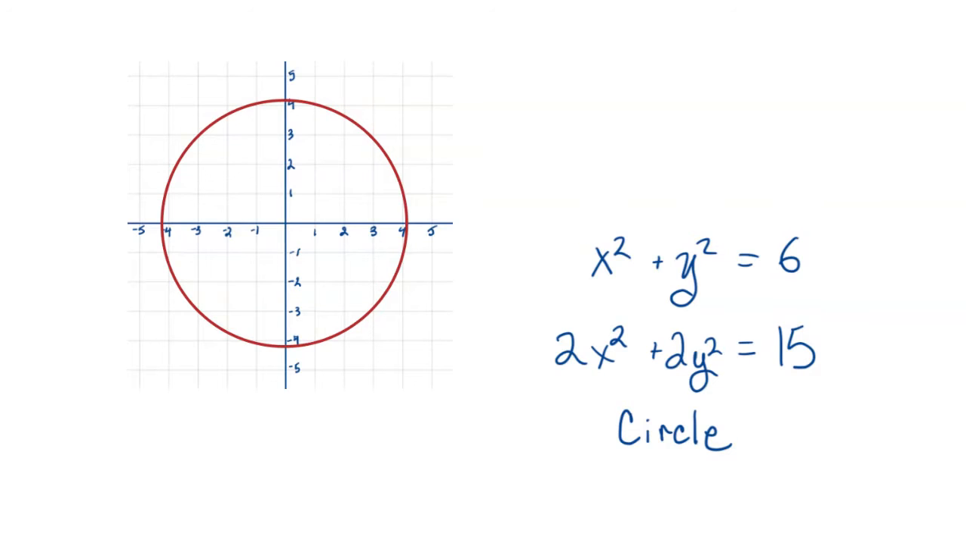In the first equation, the coefficient is the same value and both the x and the y terms are squared. In the second equation, both of the coefficients for the x and the y terms have the same value and both of the x and the y terms are squared. This is indicative of a circle.